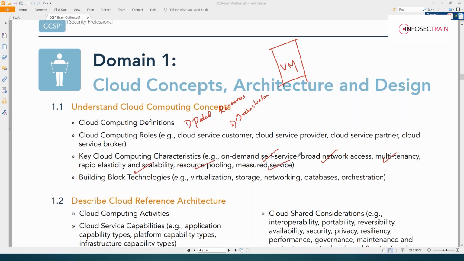So we have all these things. If you want to get this elasticity and scalability, if you want to get this multi-tenancy, if you want to get this on-demand self-service, if you want to have all these things, there must be resource pooling.